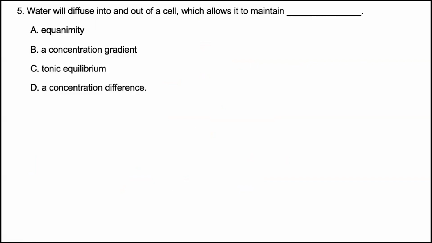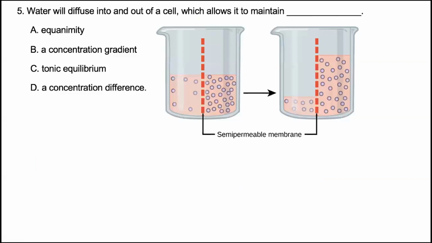Okay, so number 5, water will diffuse in and out of the cell, which allows it to maintain A, equanimity, B, concentration gradient, C, tonic equilibrium, and D, concentration difference. Before we move on, I just pasted this diagram from a website.